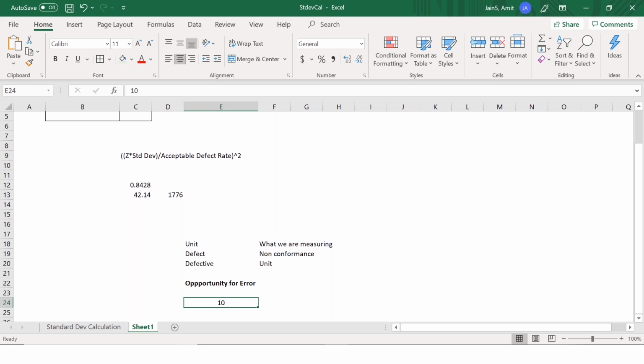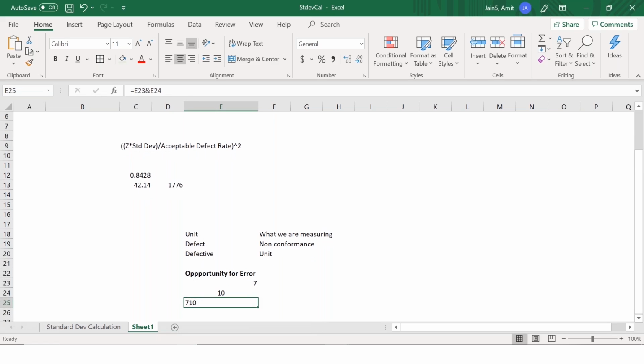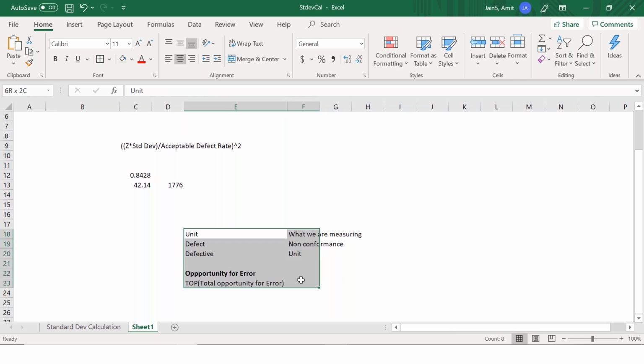Let's say I travel every day and every day I cross that city. So at the end of the week, 7 days, how many total opportunities do I have? Every day I've got 10, so the total opportunity would be 70. It is called TOP, or total opportunity for error. These are the few terms that you need to understand, and then you should be able to calculate.